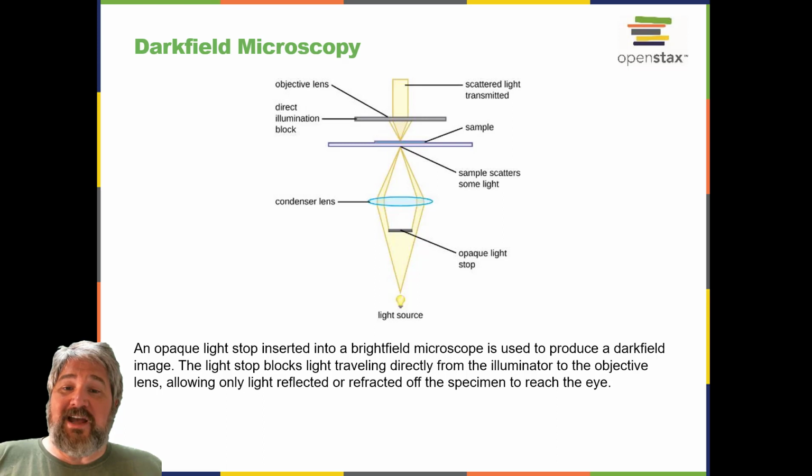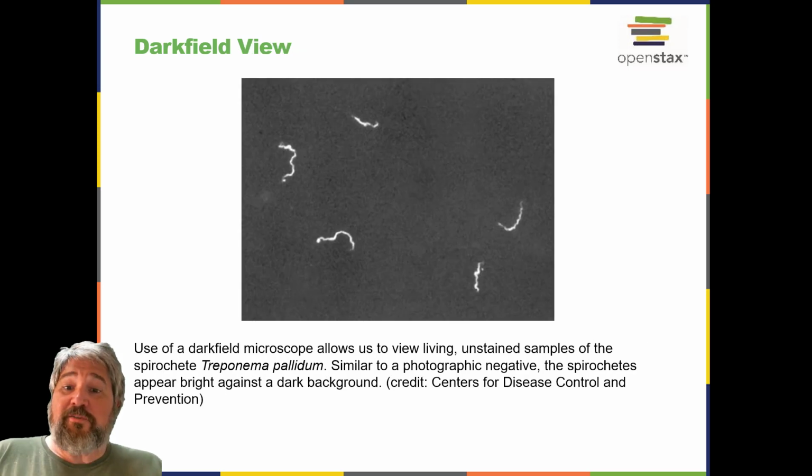Only light that reaches the objective is light that has been refracted or reflected by structures in the specimen. The resulting image typically shows bright objects on a dark background. Darkfield microscopy can often create high contrast, high resolution images of specimens without the use of stains, which is particularly useful for viewing live specimens that might be killed or otherwise compromised by the stains. For example, thin spirochetes like Treponema pallidum, the causative agent of syphilis, can be best viewed using a darkfield microscope.